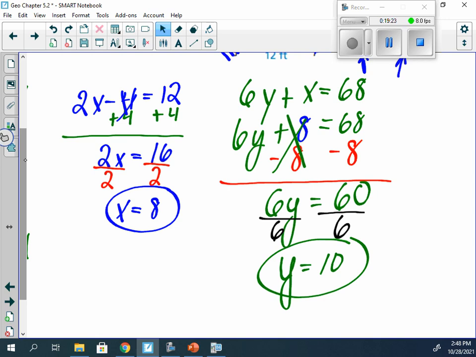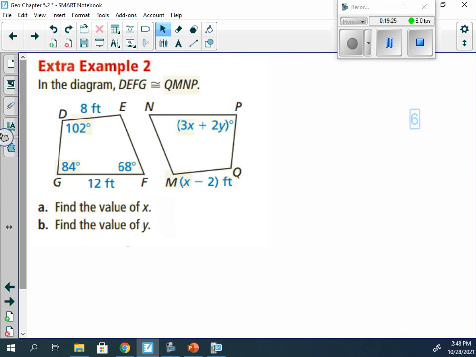Questions on this here? Let's look at this here, guys. So here, we want to find the value of x and y. Now, they told us that DEFG is congruent to QMNP. Now, we can put all the information that we did on the last one to start with to show the congruent parts, or we can do just the angles or just the sides. Because once we get that set up, we can see how it matches.